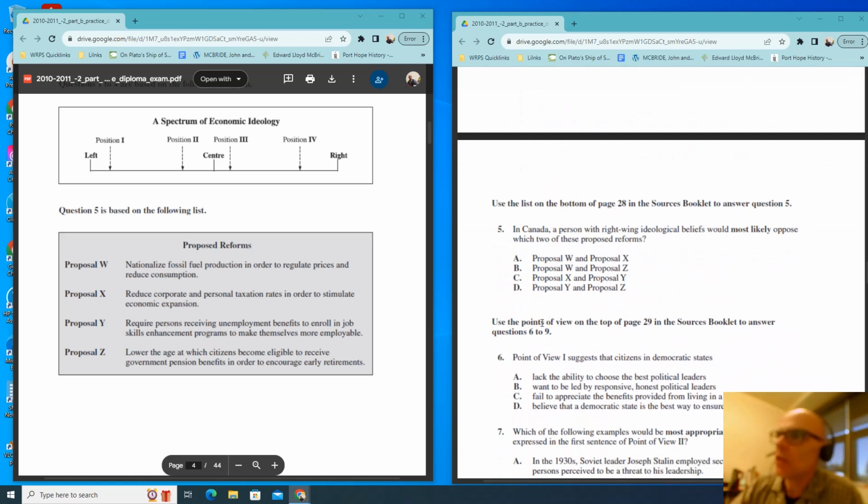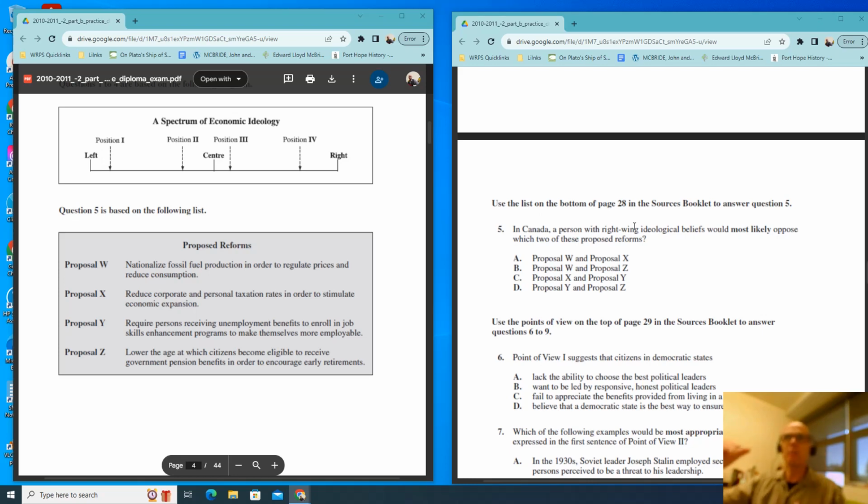In Canada, a person with right-wing ideological beliefs, so I might pause there and say, okay, what do right-wing people want? And the difficulty with the question there is, are we talking about economic right-wing? Are we talking about social, political right-wing? So I'm going to assume that this is economic, and then I take a glance at the source and it's looking at economic things. So I'm going to say, in Canada, a person with right-wing economic beliefs would most likely oppose which two of these reforms? So right-wing economic beliefs is small government, free market. So whichever two reforms is the opposite of that, which would create more government, which would regulate the market, those are the ones that they would oppose.